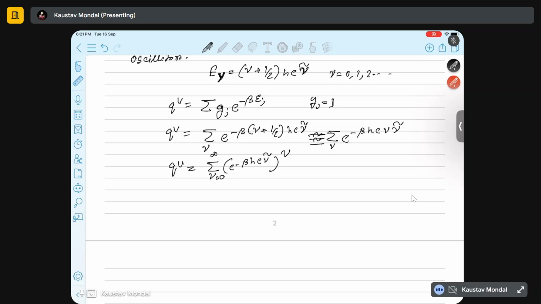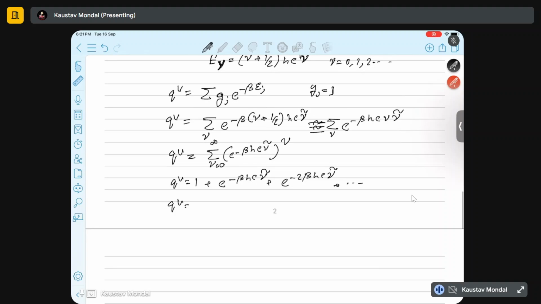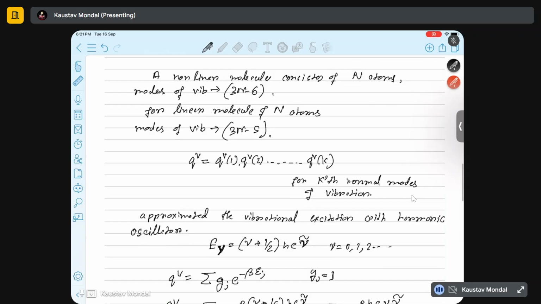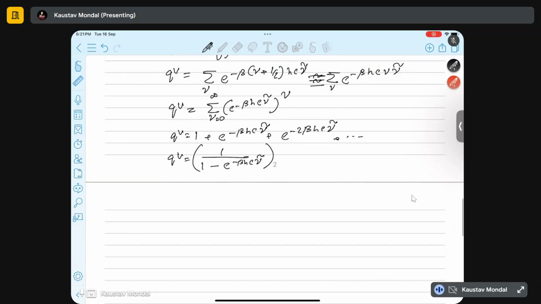Now if you do the sum of this infinite geometric series, this basically gives you QV equal to 1 plus e to the power minus beta hc nu tilde plus e to the power minus 2 beta hc nu tilde, like this. So at the end, QV looks like 1 by 1 minus e to the power minus beta hc nu tilde. This is the expression of the vibrational partition function that we have discussed.